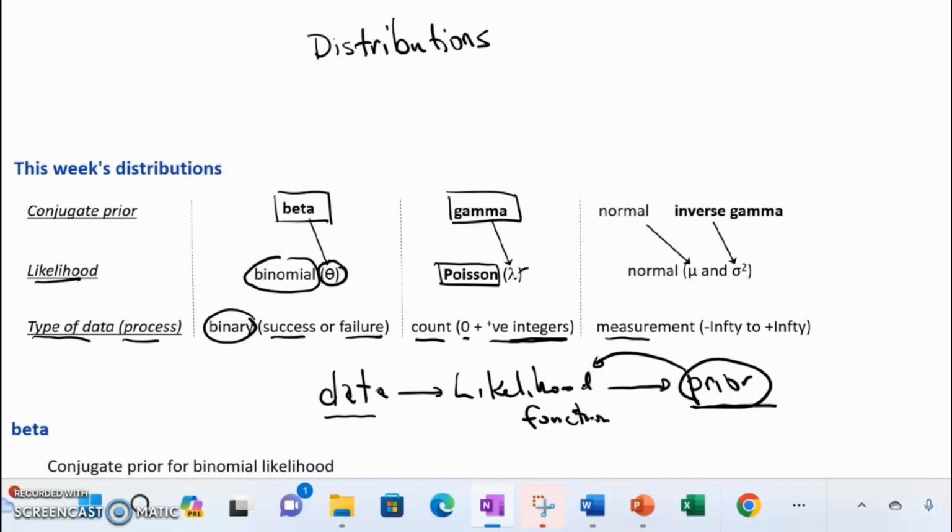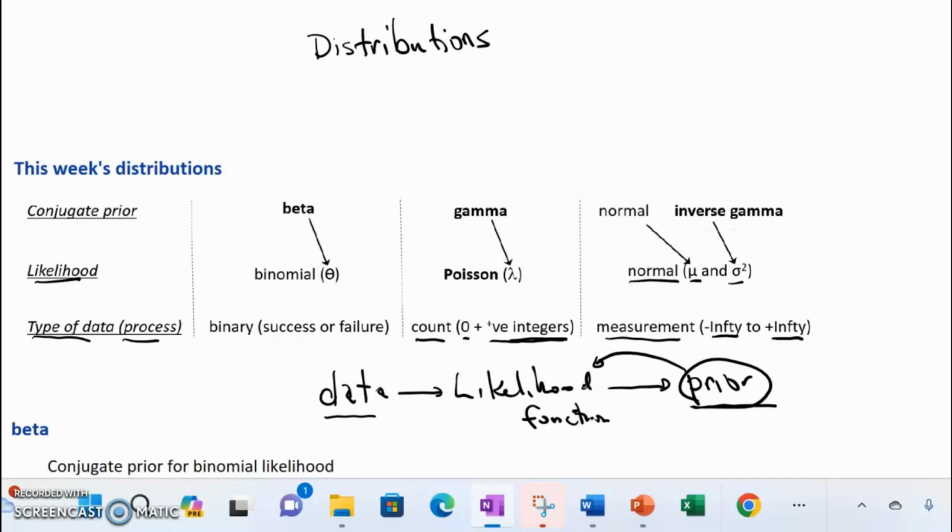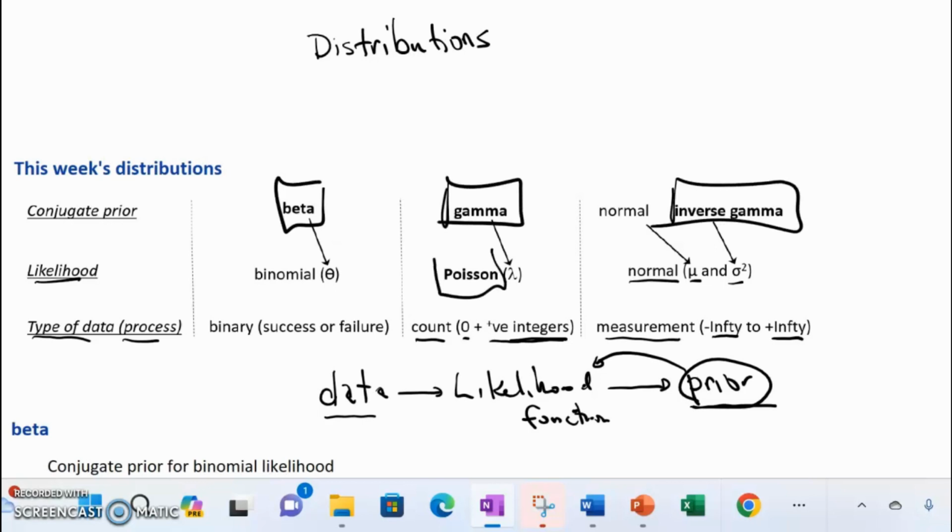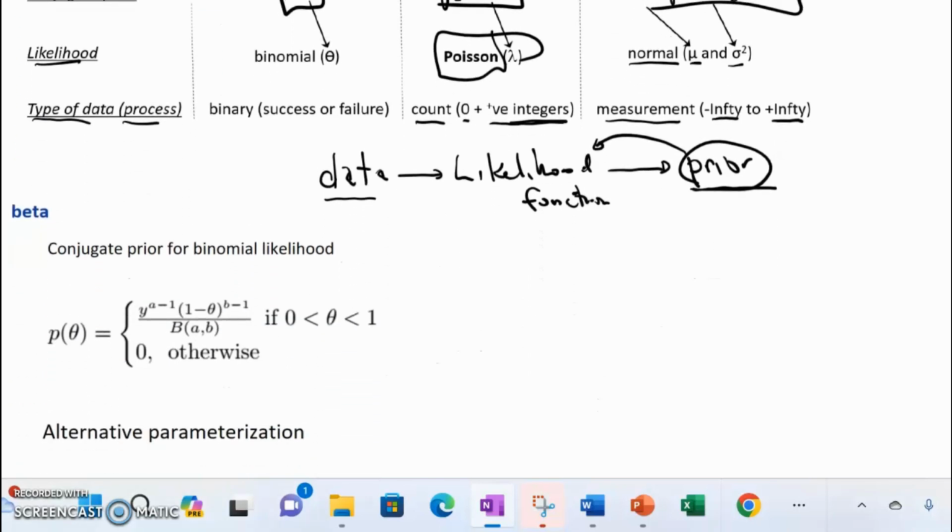And then finally, we could have measurement data, where we've got continuous data going anywhere from minus infinity to plus infinity. The likelihood function is going to be the normal distribution. It's going to have two parameters, the mean and the variance. The prior for the mean is also going to be a normal distribution. The prior for the variance is going to be an inverse gamma. So in this video, I'm going to go over the four distributions that are shown in bold: the beta, the gamma, the inverse gamma, and the Poisson.